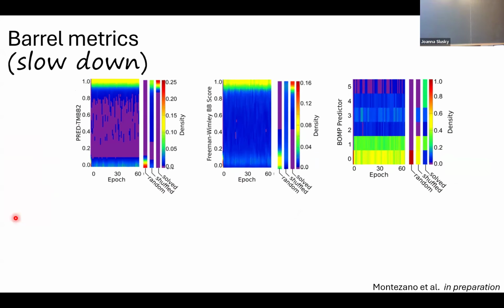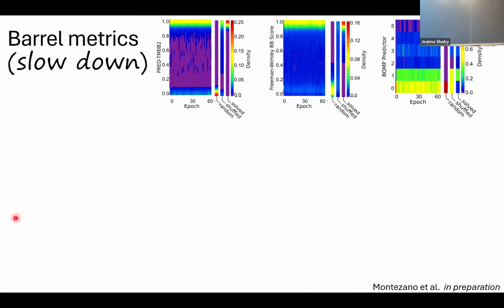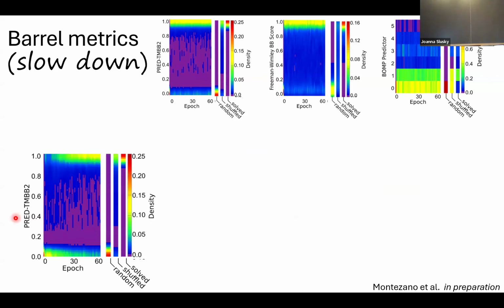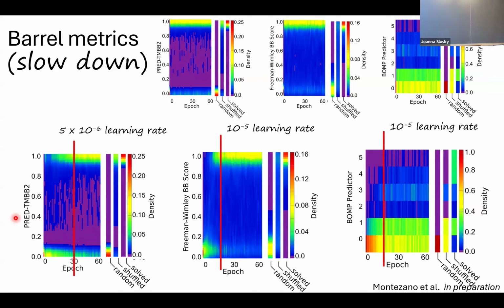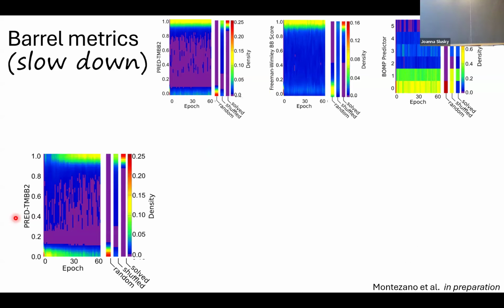And here, ooh, that was fun. If we slow it down, so this was all with the scheduler. I hate when that happens. Okay. Here's with the scheduler now. Here's a 5 times 10 to the minus 6 learning rate. So this was more comparable to 5 times 10 to the minus 4. So we slowed it down 100-fold.